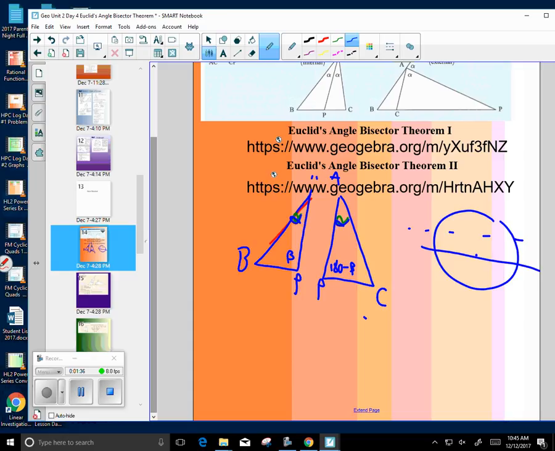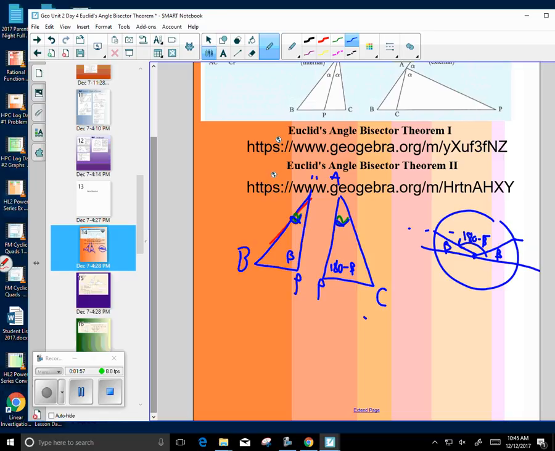Now that's the key to this thing working: on the unit circle, what can you tell me about the sine of beta and the sine of 180 minus beta? They're the same. That's how this is going to work.